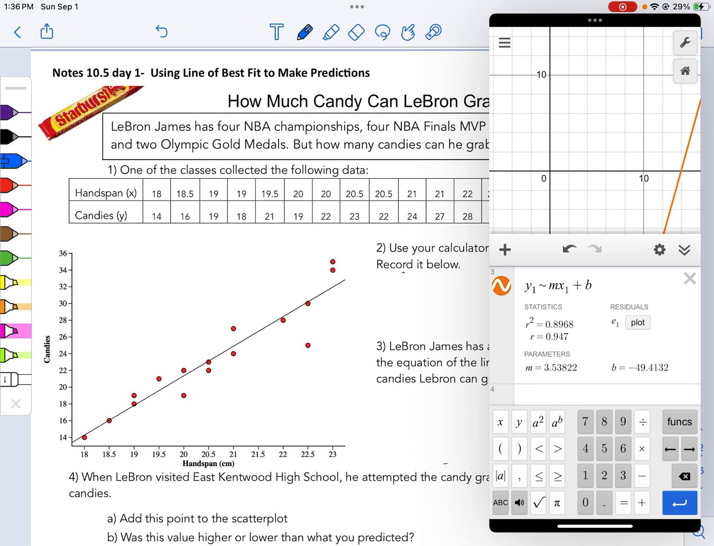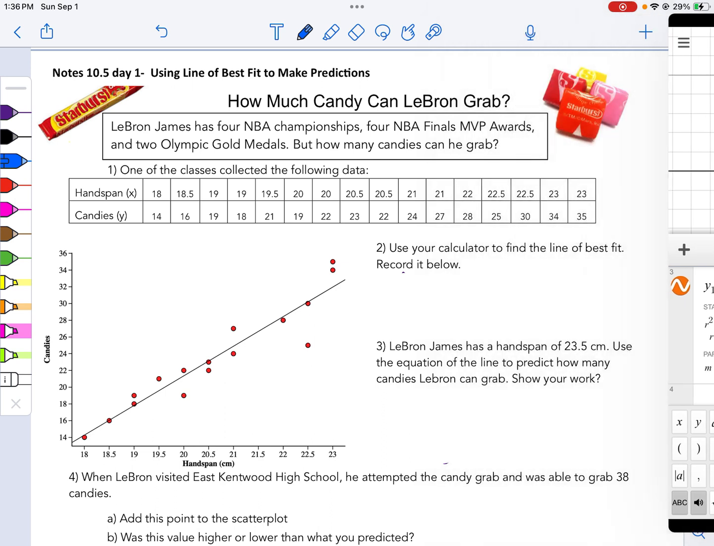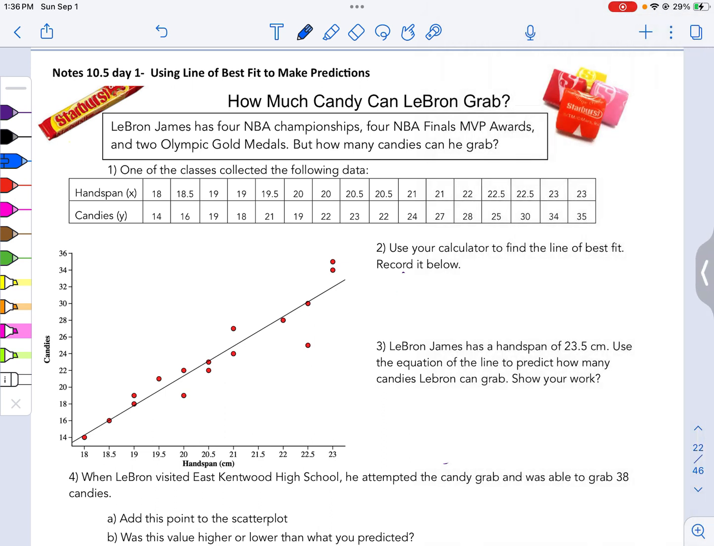So what we're going to do is we're just going to write that in the equation. Y is equal to mx plus b. So I'm going to go ahead and slide that over and write it in on my notes packet. But remember, it's not just y, it's y with that little hat, or our predicted y value is 354.54x minus 49.41.